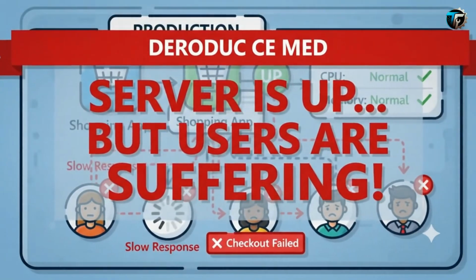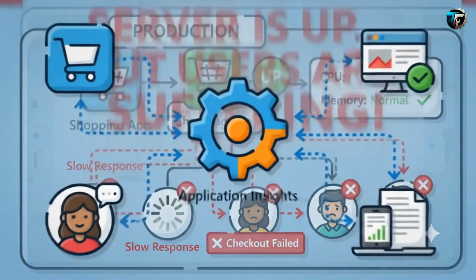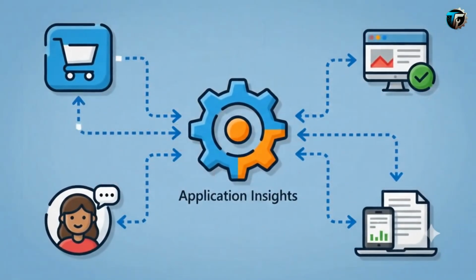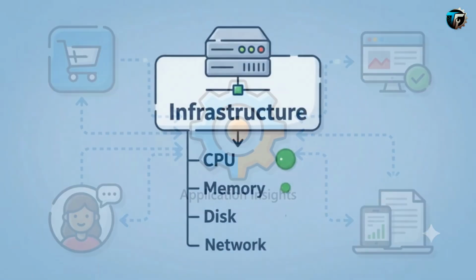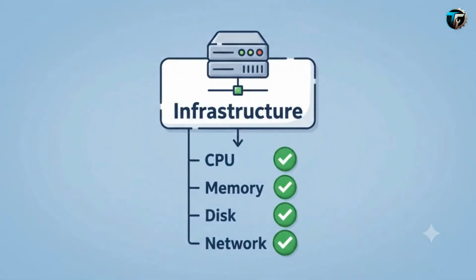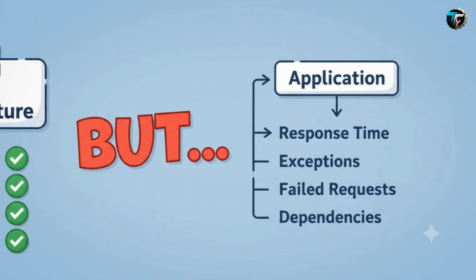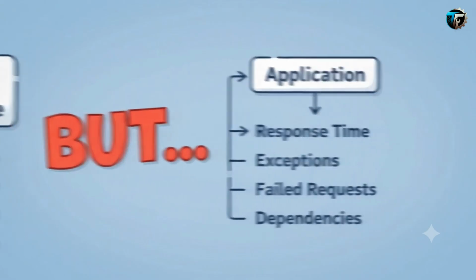So here's the important question. How do we know what is actually happening inside the application? That's where Azure Application Insights becomes extremely useful. Our previous videos taught us about Azure Monitor and Log Analytics. They help us understand our environment and analyze telemetry.